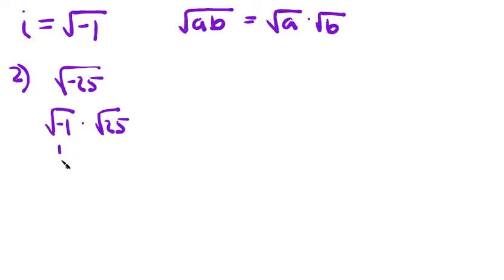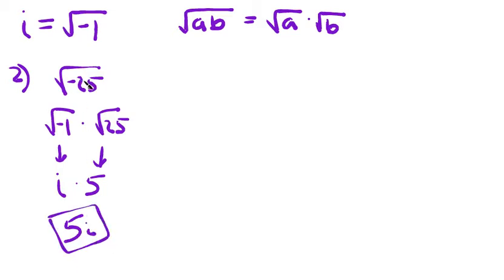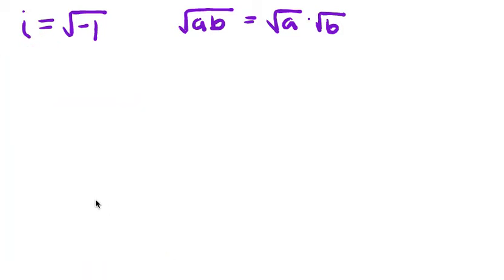Square root of -1 is i. Square root of 25 is 5. i times 5, but again, we usually rearrange it so that the number is first. So there is our answer. The square root of -25 is equal to 5i. It's an imaginary number, so it's not something that's going to appear on a calculator unless your calculator is set to accept imaginary numbers.